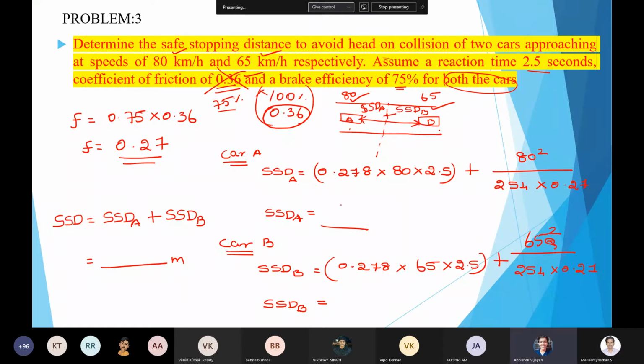160.95. Stopping sight distance for vehicle B? 160.95, sir. Vehicle B. Okay, estimate for vehicle B. No, 106.78.